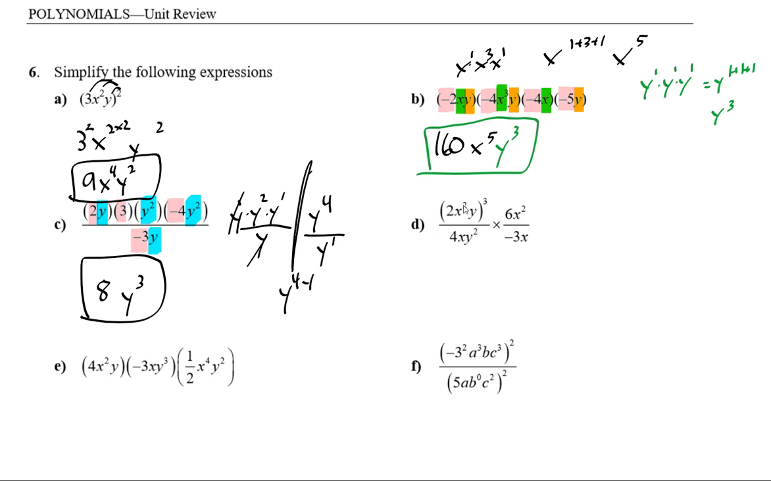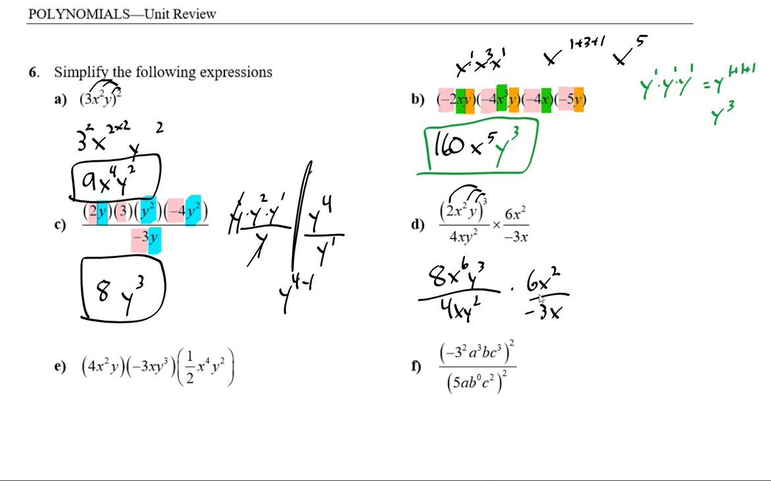For D, we got 2x squared y all cubed over 4xy squared times 6x squared over negative 3x. Let's deal with that guy first. This cube needs to go to all the parts on the inside. So 2 cubed is 8. X squared cubed is x to the 2 times 3, which is x to the 6. And y to the 1 cubed is just y cubed. That's still over 4xy squared times 6x squared over negative 3x.